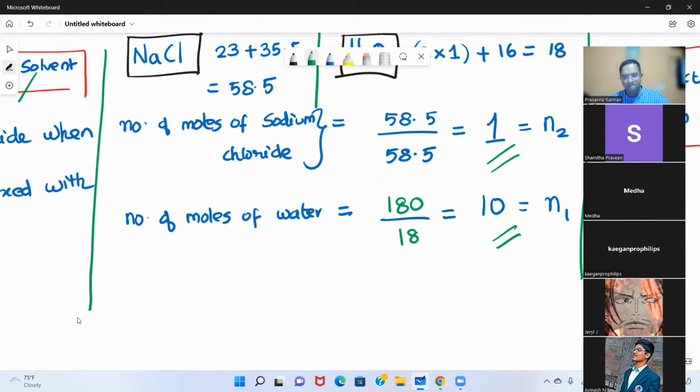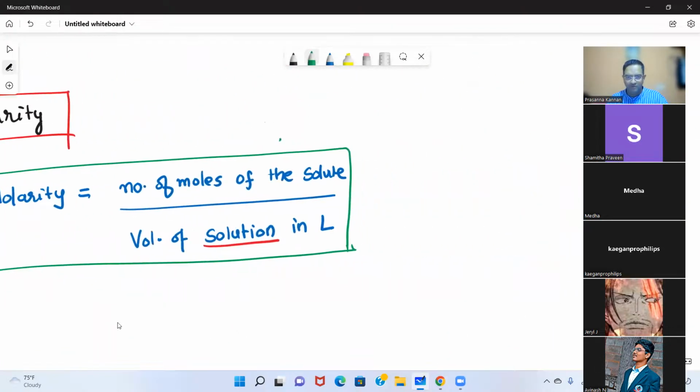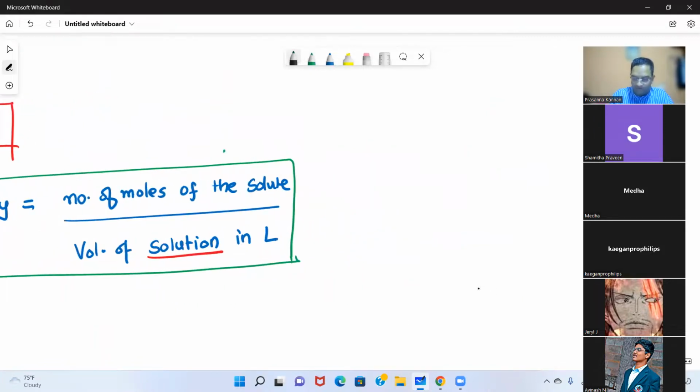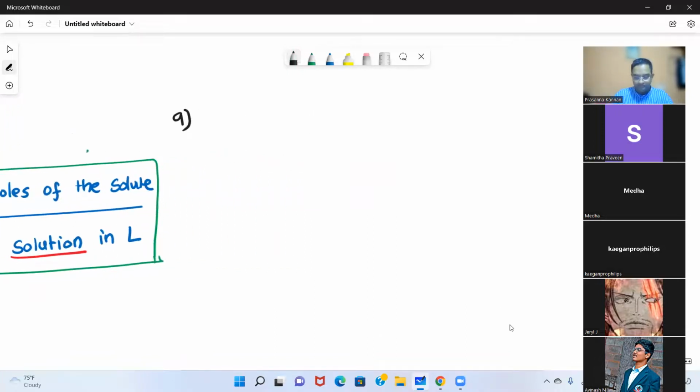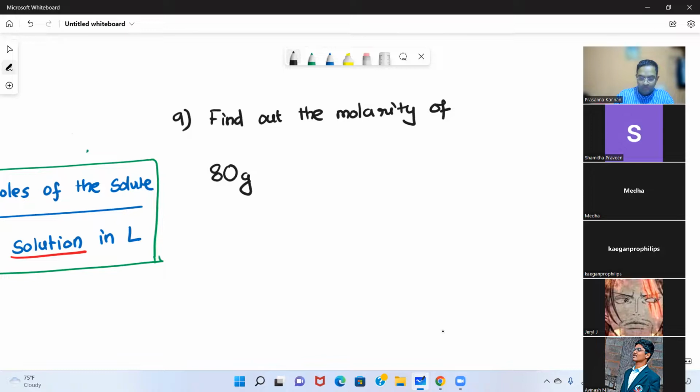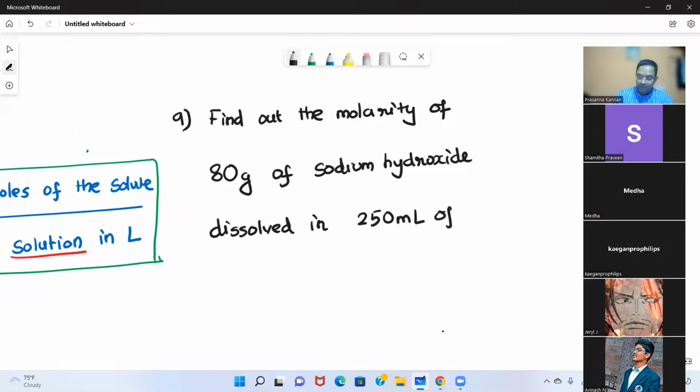I hope mole fraction is clear to you. Now we are going to do molarity, right? Let's do a problem. Understand this concept using a problem here. Find out the molarity of 80 grams of sodium hydroxide dissolved in 250 ml of the solution, which means sodium hydroxide and water. Okay.